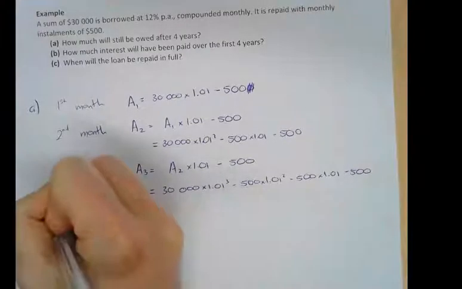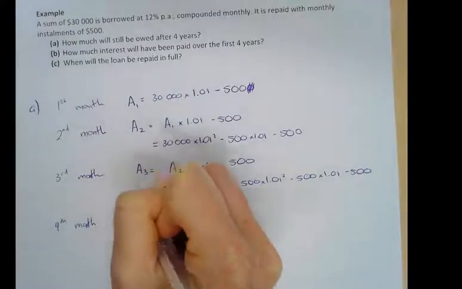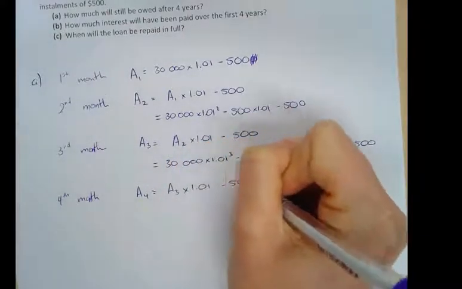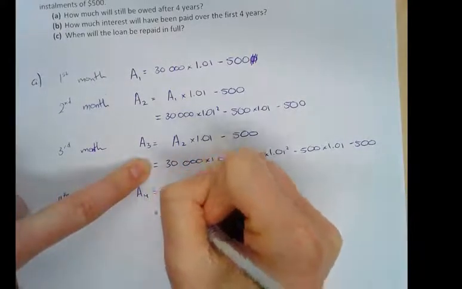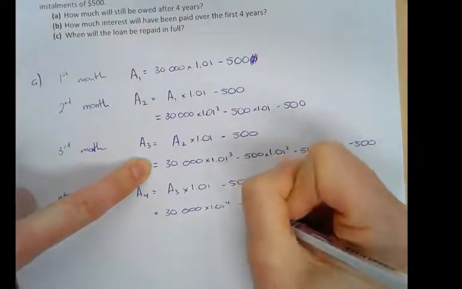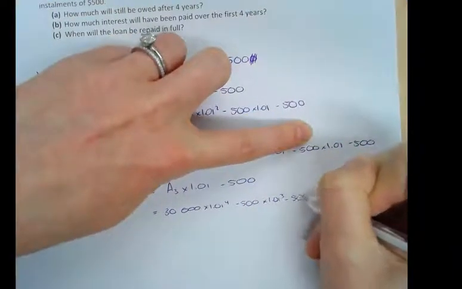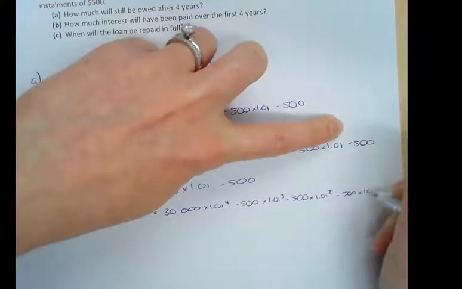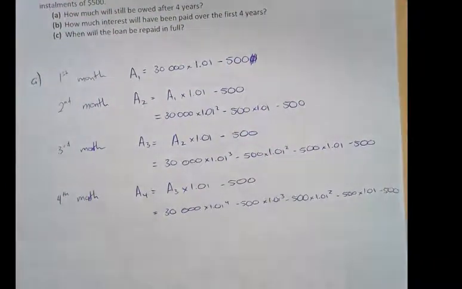Now let's just do one more just so that we're sure we can see the pattern. So this is our fourth month. So A4 is going to be equal to A3 times 1.01 and minus our 500. So we're doing everything in here times 1.01. So it's going to give us 30,000 times 1.01 to the power of 4 now, minus 500 times 1.01 cubed, minus 500 times 1.01 squared, minus 500 times 1.01. And then we've got our minus 500 from here as well. So by now you should be able to start seeing the pattern.